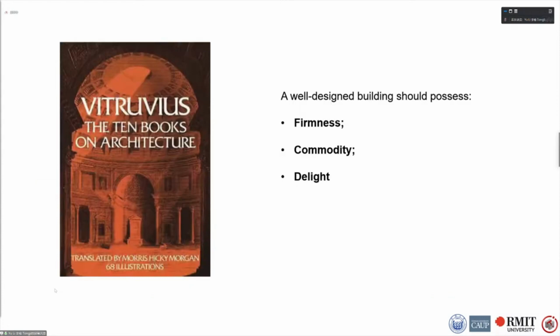In the famous book, The Ten Books on Architecture, Vitruvius argued that every building should take into account firmness, commodity, and delight, which are regarded as the 3 essential principles of architectural design. Among them, firmness is considered the most important principle.